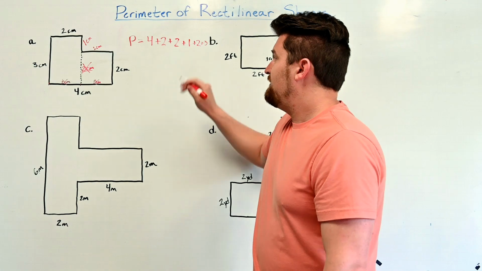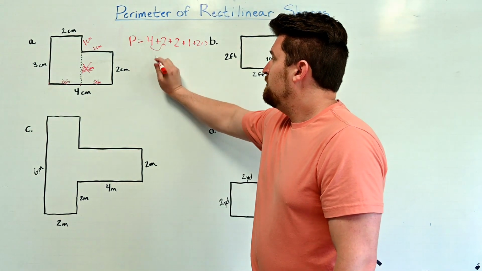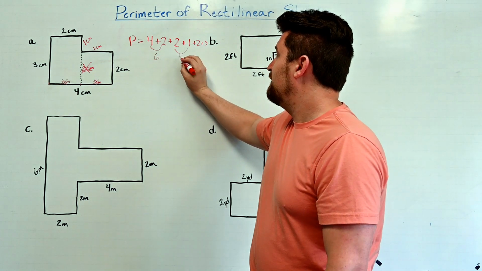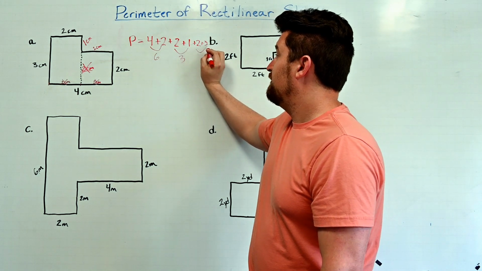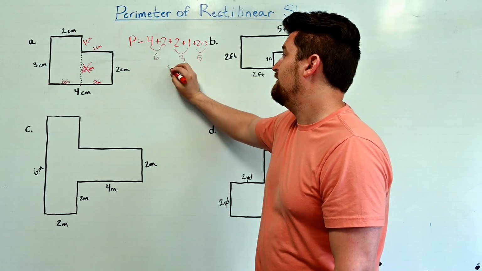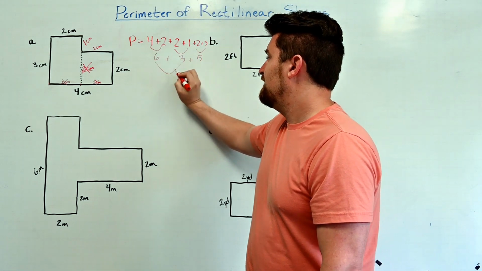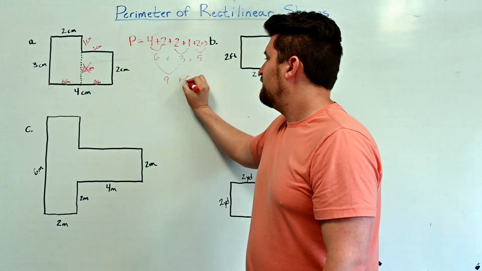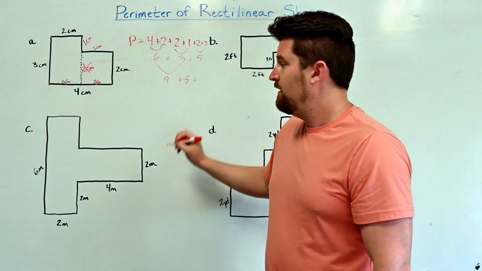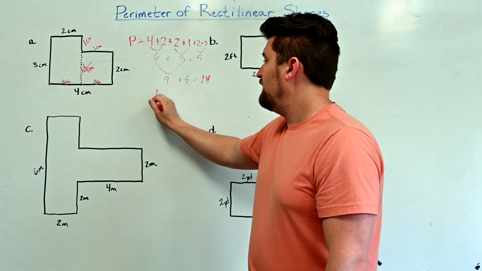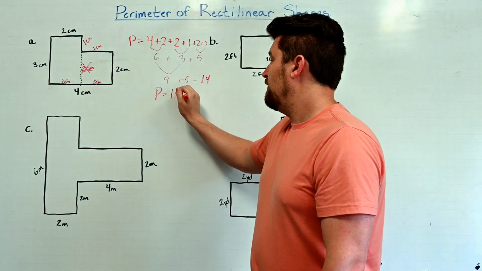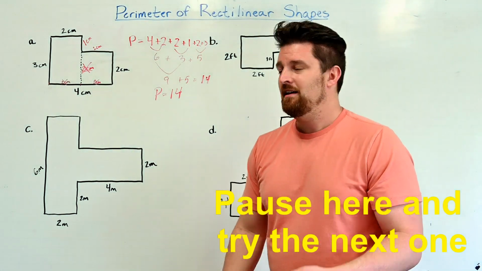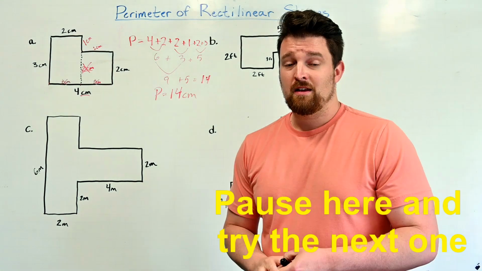So now, let's add this together. A 4 and a 2 make, you got it, 6. A 2 and a 1 make 3, and this 3 and this 2 make 5. Now I can continue to add these. So 6 and 3 make 9, and 9 plus 5 equals what? 14. So P for perimeter for letter A on number 1 is equal to 14.